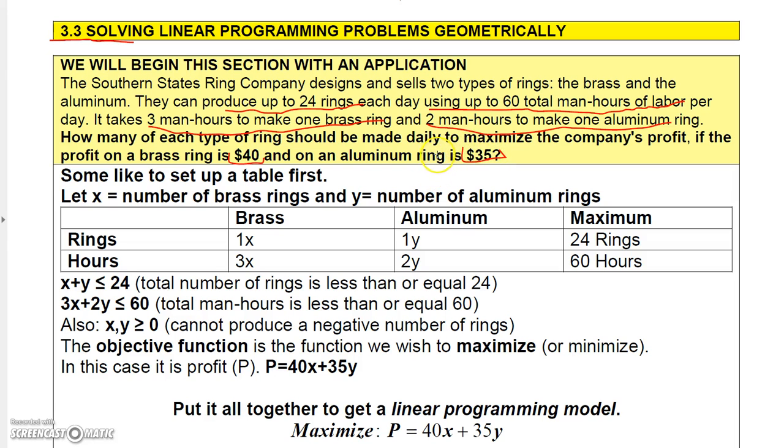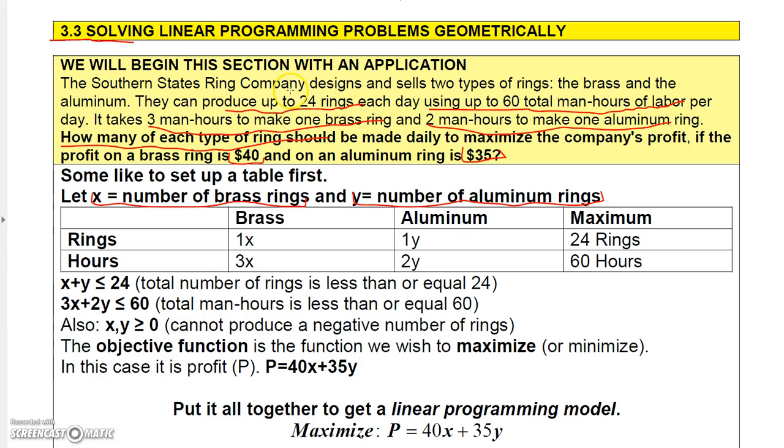Okay, now this problem, we do have the information to get an objective function, but we'll get to that in a minute. You can set up a table on these. So always look at the question, and it generally will tell you what the variables represent. Notice it says how many of each type of ring. So I'm going to let X be the number of brass rings, and I'm going to let Y be the number of aluminum rings. Now, I've got two conditions that have to be satisfied.